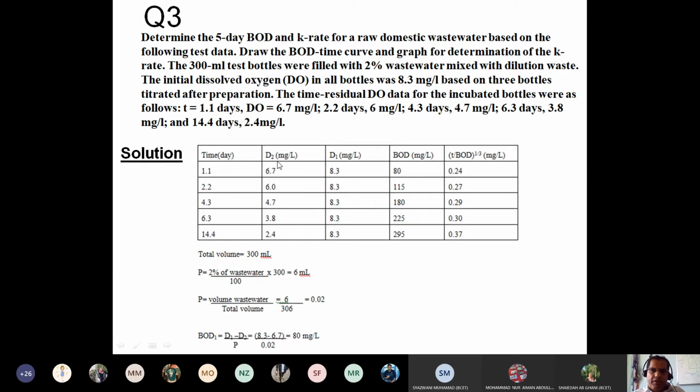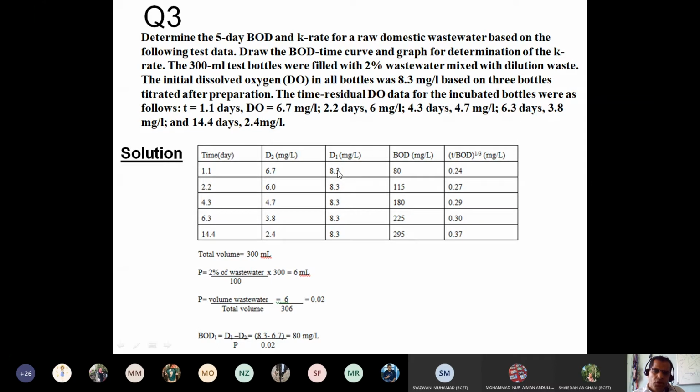D1 is given to you, C 6.7, and then 4.7, and then 3.8, and then here 2.4. But the initial was 8.3 milligram per liter. So D1 will not be changed, because this is the initial at time 0, the first time you start your experiment, when you measure dissolved oxygen. So this will be constant, not change. All right.